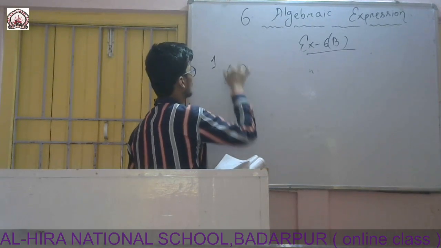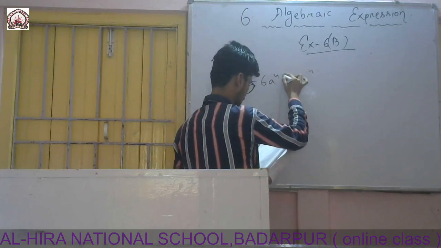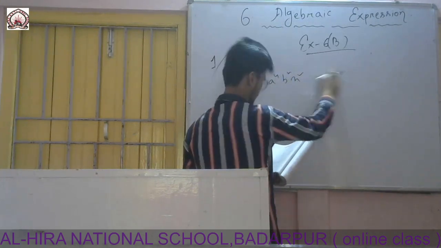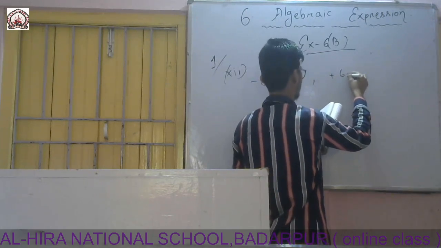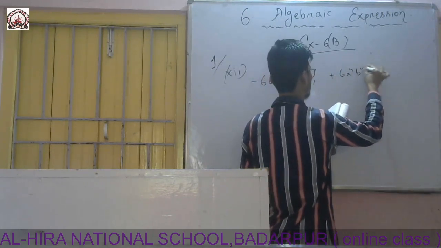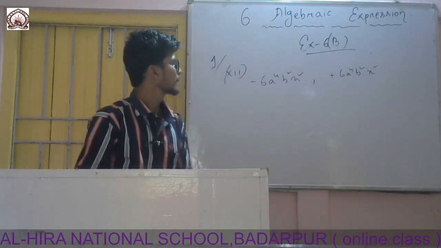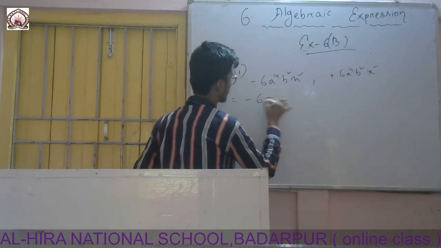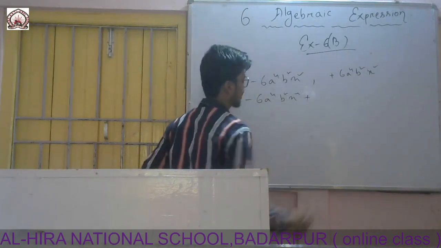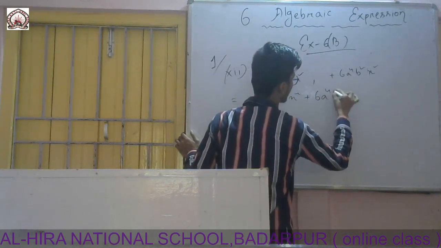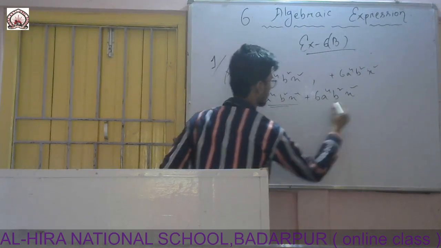Roman number 12. Minus 6a to the power 4 b square x square, and another term is given, plus 6a to the power 4 b square x square. So if I add both the terms, then 6a to the power 4 b square x square, in the middle it will be plus 6a to the power 4 b square x square. So see, these two parts are same.